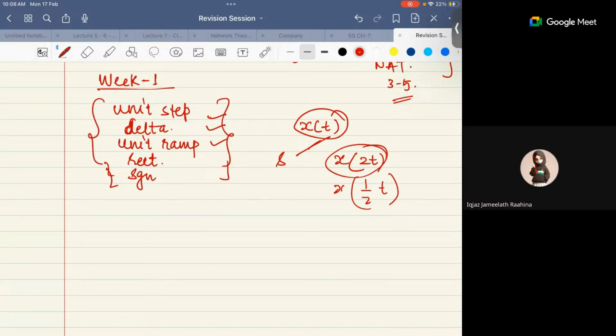So you must be knowing what is advancing, what is delaying. You should not be getting confused. If it is given in the direct form, then it's pretty simple: you just divide the axis by 2 here, and multiply the axis by 2 there, all the values of the axis. But if it is given like expanding your signal by 0.5, or compressing by 2 units, that also you must be knowing.